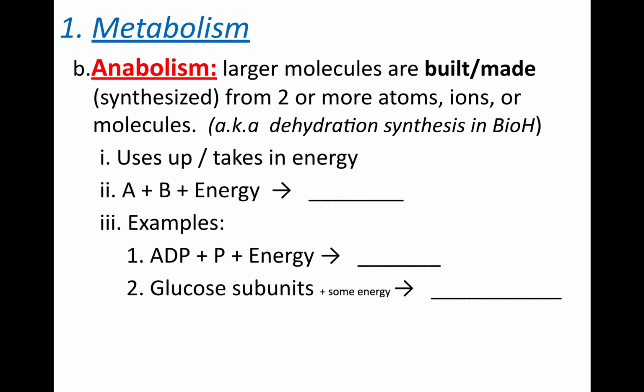Okay, the other type of metabolic reaction is the opposite of that. It's about building up molecules, building up big molecules that will ultimately play major roles in your body. When you build up fat reserves, when you build up muscle, this all involves anabolism or anabolic reactions, which is the creation of larger molecules from smaller molecules or atoms. So they're built, made, also known as synthesized, from atoms, ions, or molecules, just taking tinier pieces and putting them together. You may know this term as dehydration synthesis if you took bio honors.